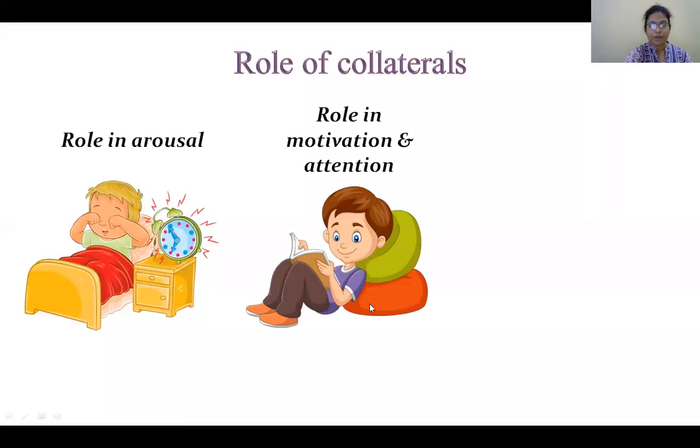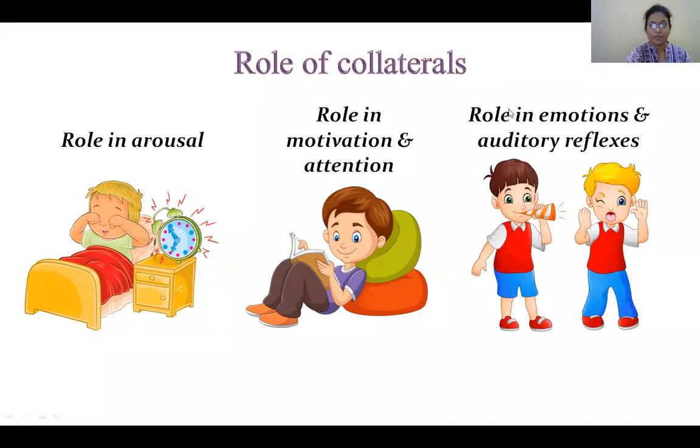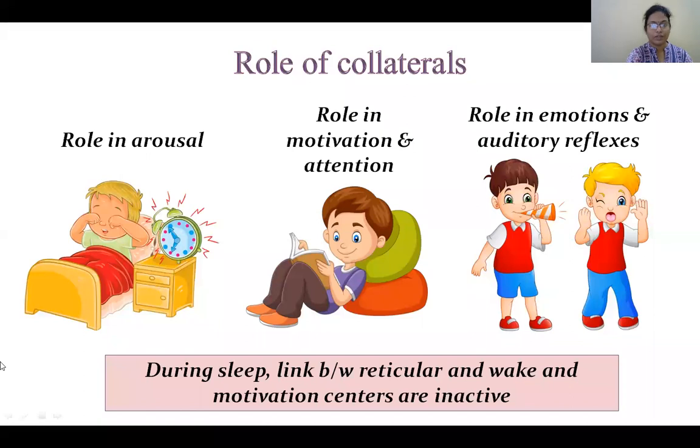Here, in spite of so much noise in and around, we do manage to read a novel in the train. So this is an example of the role in motivation and attention. Third, the collaterals also play an important role in emotion and auditory reflex. The best example is the attenuation reflex, where whenever you are exposed to a sudden loud noise, the ossicular chain becomes rigid and it protects our cochlea from the effect of loud noise. So in short, the collateral has different roles.